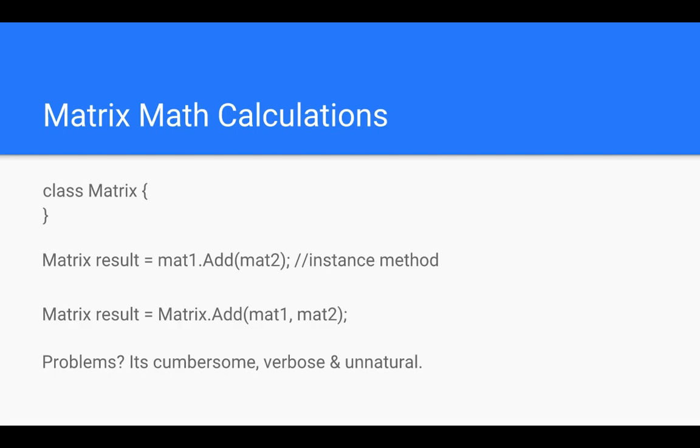The problems with this implementation: it's cumbersome, verbose, it's unnatural. It doesn't look natural. If we introduce too many dot products like matrix 1 dot matrix 2 dot matrix 3, then it's going to be difficult to understand what's happening, and it doesn't look good. The code doesn't look good. So what are the solutions for these problems?